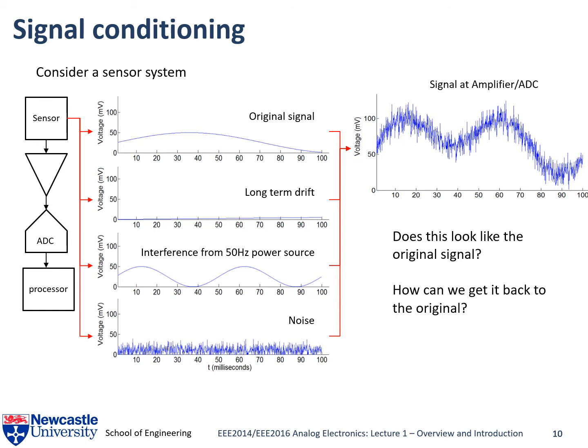So the right hand graph really shows the kind of thing that we may actually see as we bring that signal into our analog system. And that's quite different from the original sensor signal. So we need to understand how to process that signal to get it back really to the original value of the sensor system.